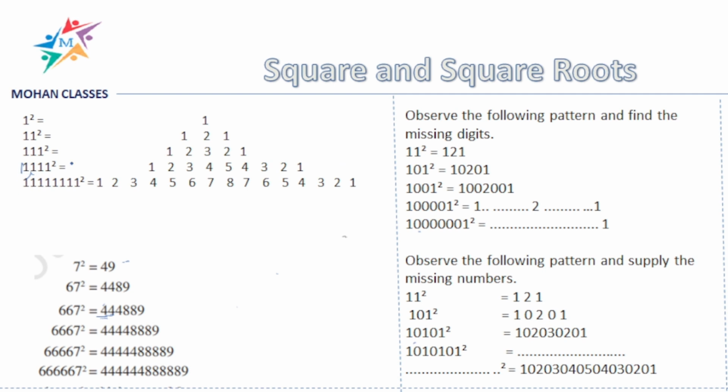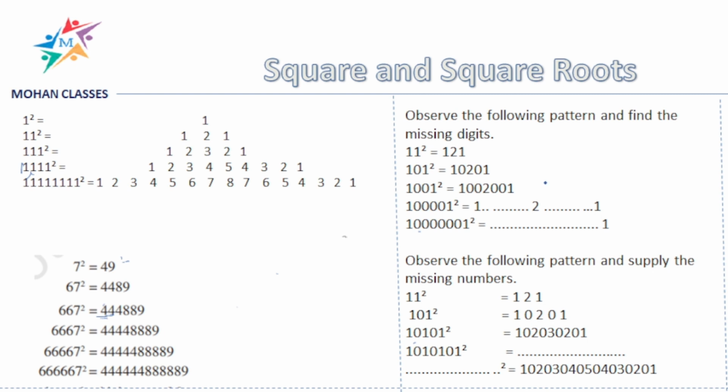So here how many ones are there? It will go up to that number, then after that it will be going in descending order. This is one pattern of the square numbers. What about here? 7 square is 49, 67 square is 4489, 667 square is 444889. So these are all the patterns they will give, and they will ask you the missing pattern.